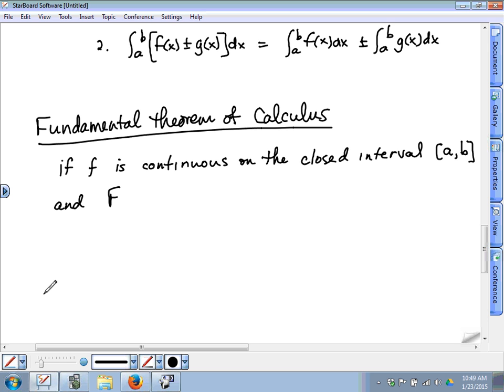Capital F. You've seen that before. F is the antiderivative. Now just remind me, how do we find an antiderivative? By taking the integral. Yep. You find the antiderivative by taking the integral. It's the antiderivative of little f on a, b.